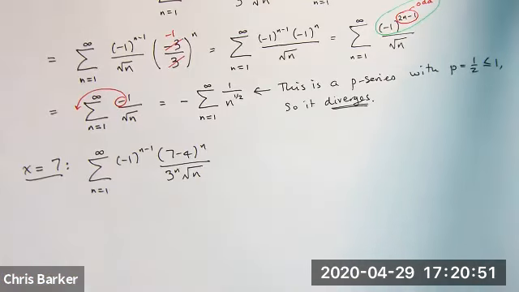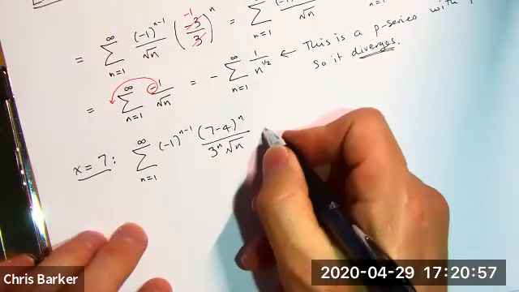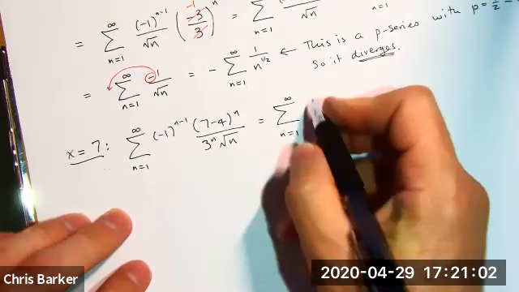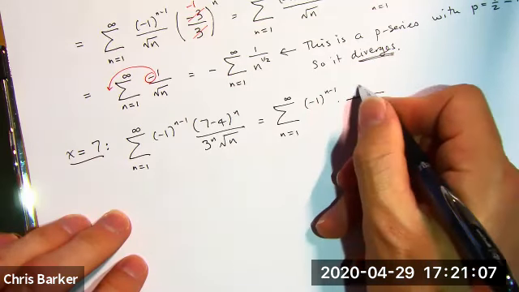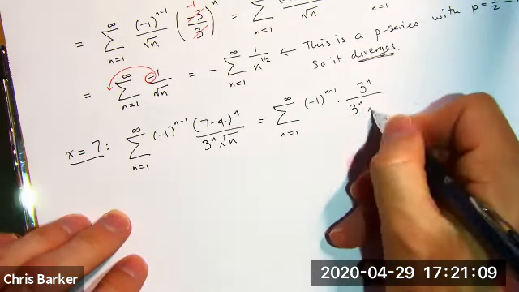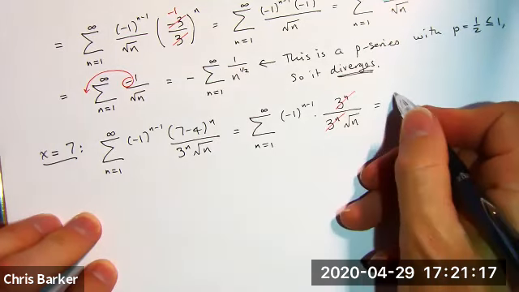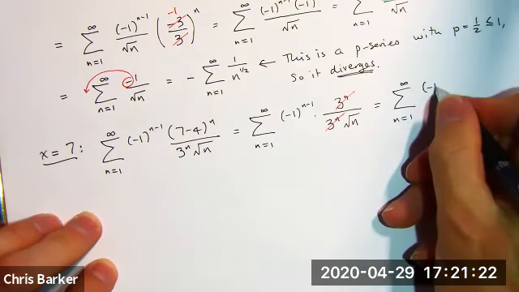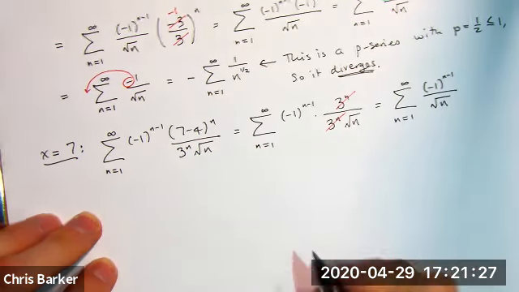Okay, and now I simplify. So obviously 7 minus 4 is 3. So this becomes the sum, n goes from 1 to infinity, of negative 1 to the n minus 1 times 3 to the n over 3 to the n square root of n. And the 3 to the n's completely cancel, leaving me with the sum, n goes from 1 to infinity, of negative 1 to the n minus 1 over the square root of n.